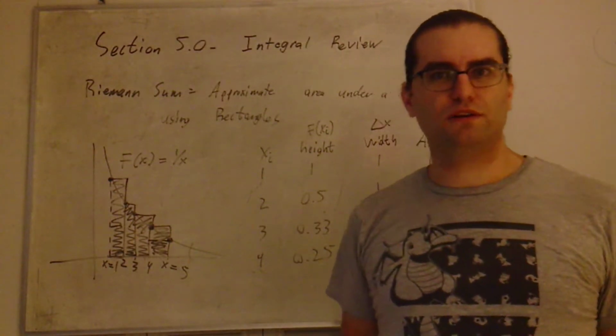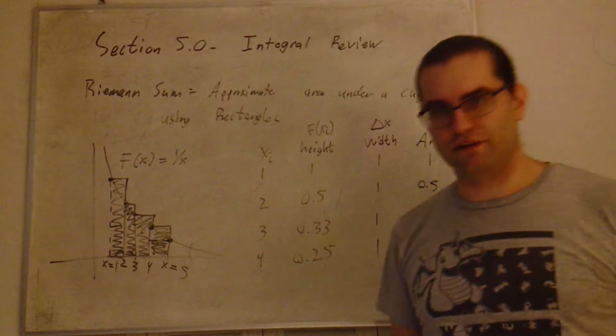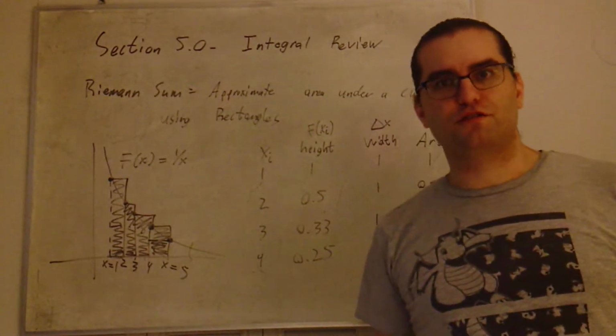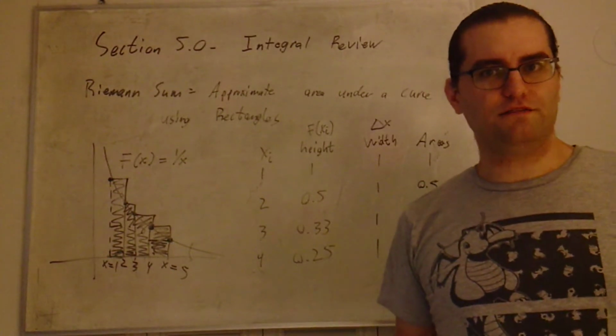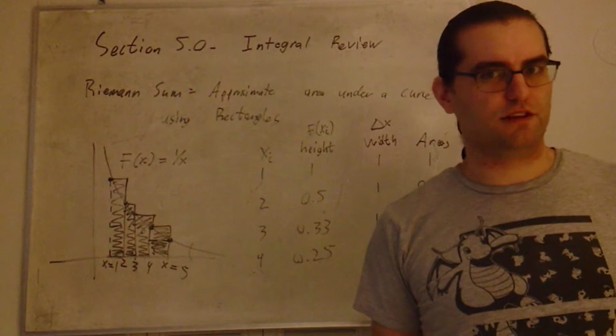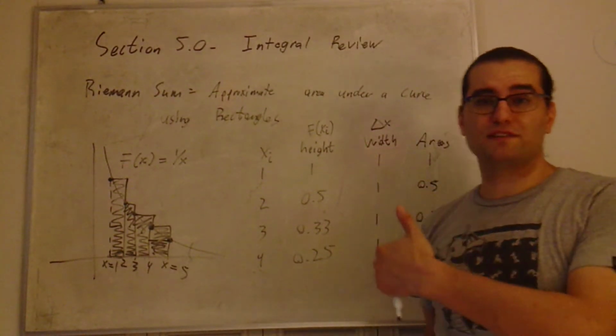In Calc 1, we used limits as sort of the foundation for our derivatives. And that's a great way to introduce derivatives, but once we had done that, we kind of never went back to limits. Limits sort of disappeared after those first couple weeks of Calc 1. Riemann sums are different.